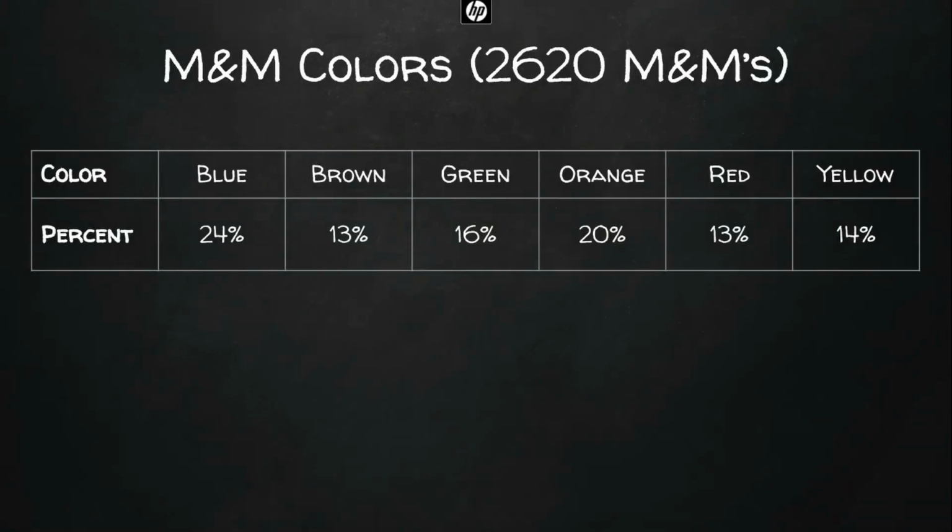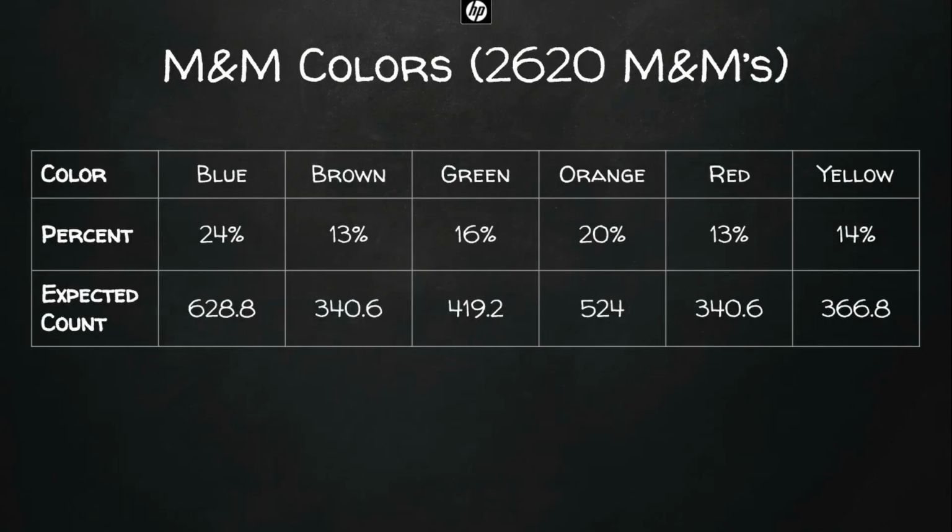Okay, today we're going to talk about the distribution of M&M colors. We have sampled 2,620 M&Ms. The M&M company itself claims that this is the distribution for the percents of each color of M&M. If that is true, then out of our 2,620 M&Ms, we would expect about this many of each color. So 24% of that would be 628.8, 13% of the 2,620 would be 340.6, and so forth.